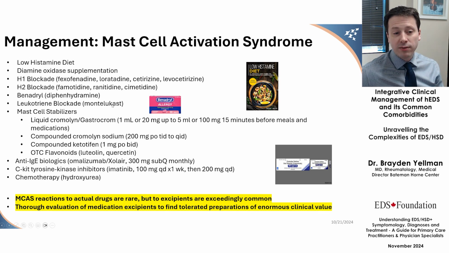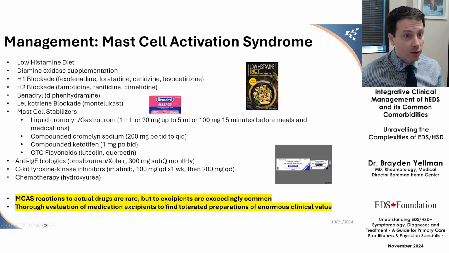Keep in mind, though, that even though these things are designed to treat mast cell, sometimes they can have excipients in them that actually exacerbate mast cell activation, so you get the opposite or paradoxical response. So mast cell reactions to actual drugs are rare, but the excipients in those drugs often cause mast cell reactions. So thorough evaluation of medication excipients, whether it's beta blocker, whether it's omega-3 fatty acids, whatever you're giving them, to find tolerated preparations is really of enormous clinical value and is worth your time as a clinician to go through.